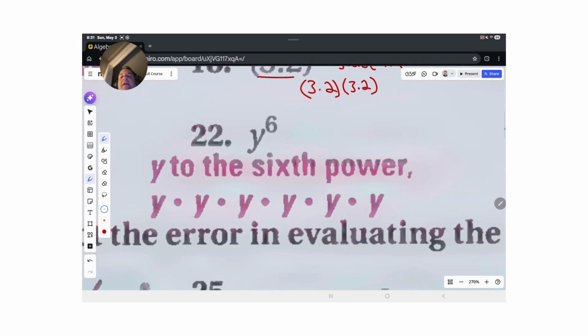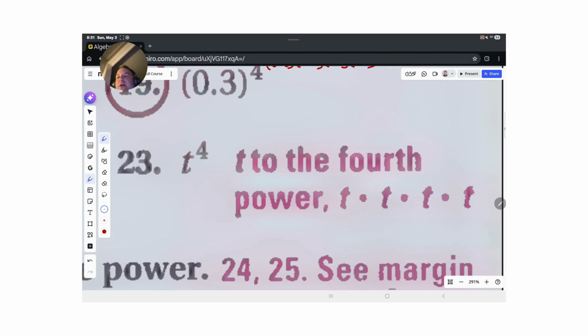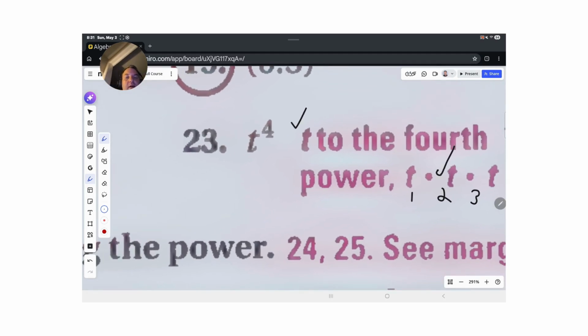22, same idea, y to the 6th power. Check, and that will be 6 times that y is multiplying itself by. Y times y times y times y times y times y. Y to the 6th power. Same idea with our t. t to the fourth power. Check. 1, 2, 3, 4. T times t times t times t. Check.